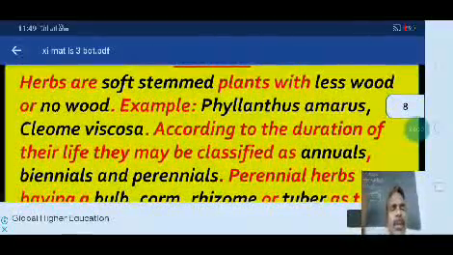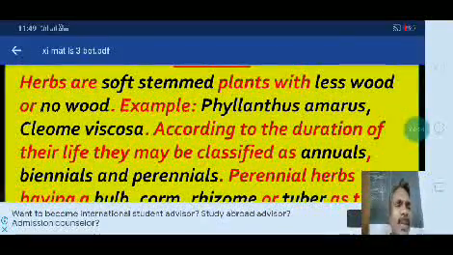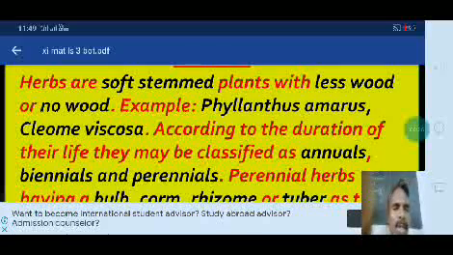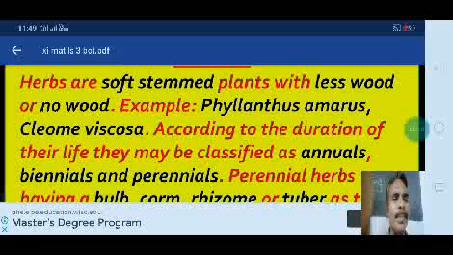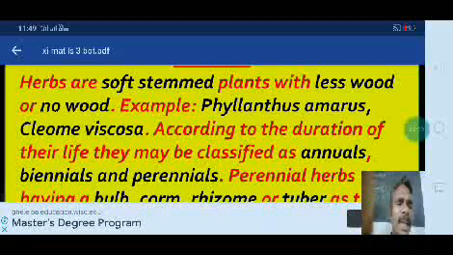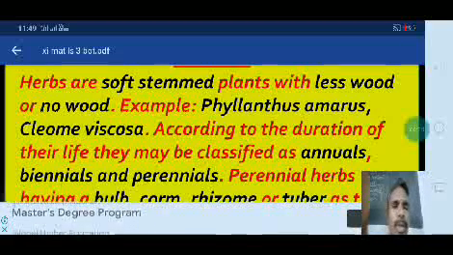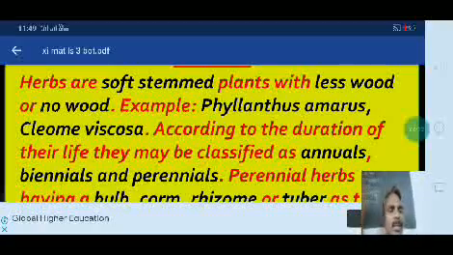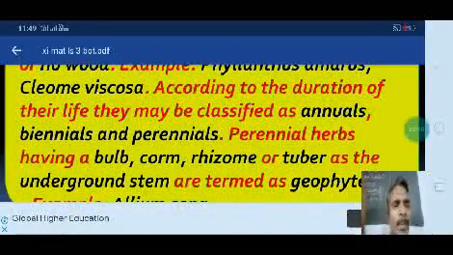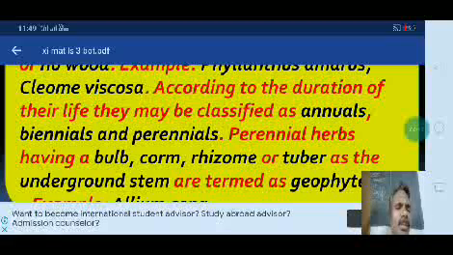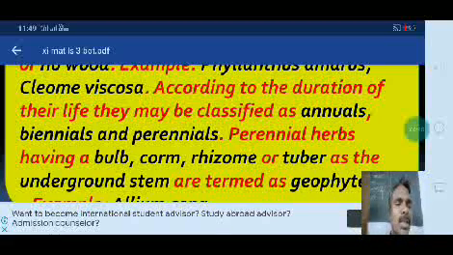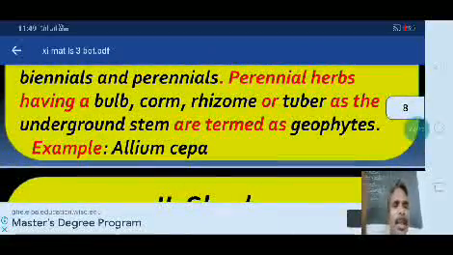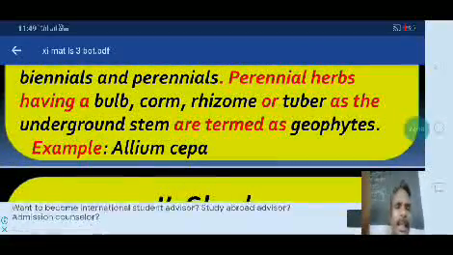According to the duration of their life, they may be classified as annuals, biennials, and perennials. Annuals means a single year it will grow. Biennial means 2 years it will grow. Perennials means several years. Perennial herbs having a bulb, corm, rhizome or tuber as the underground stem are termed geophytic. Example: Allium cepa, onion.